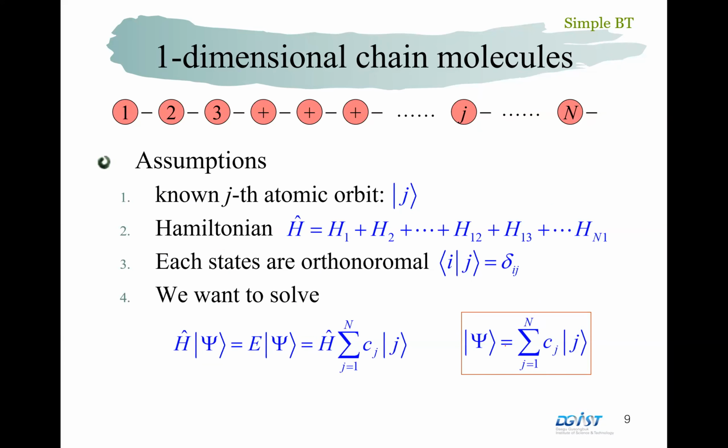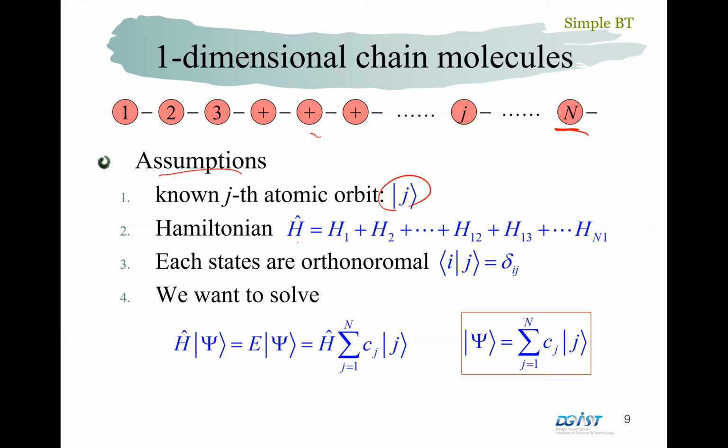So in the anti-bonding case, the phase of each orbital is opposite, so they cancel out at the center. Okay, so let's extend this idea to one-dimensional chain molecules. Let's say the number of atoms is n. And we assume we already know the j-th atom's orbital. Let's say phi_j here is the wave function, and we already know this one.